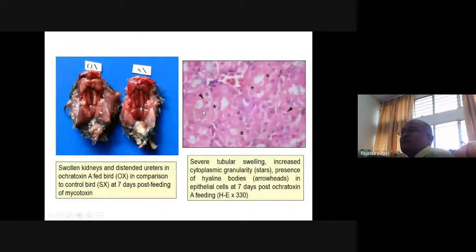So these pictures are from the experimental study, 7 days post-feeding of aflatoxin in the Japanese quail, and you can see these swollen kidneys. These are the swollen kidneys and distended ureters. We can identify the swelling of this kidney when compared with the control kidney. Then microscopically you can identify that degenerative changes are predominant, and these PCTs are mainly involved, showing increased cytoplasmic granularity, and even epithelial hyaline bodies you can identify within the cytoplasm.